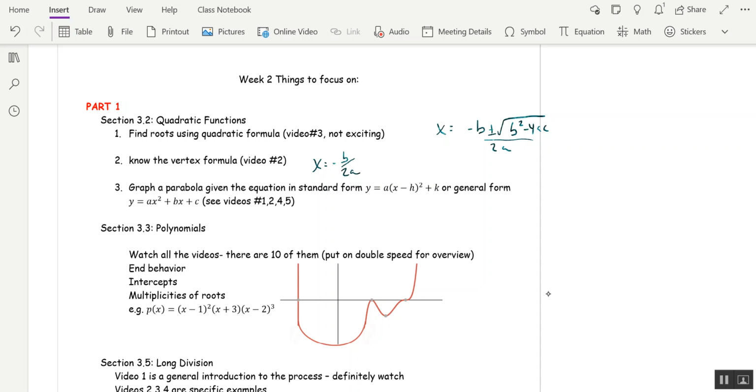Graph a parabola and write the equation in both standard form and general form and be able to go between the two forms. Those are videos 1, 2, 4, and 5.